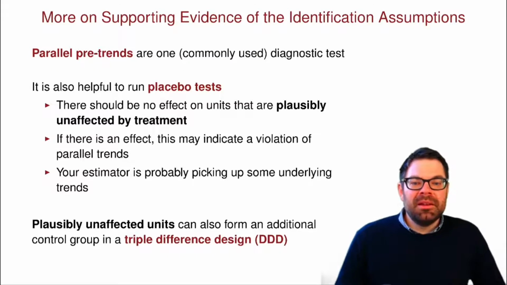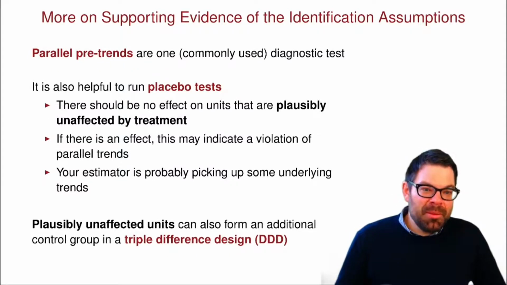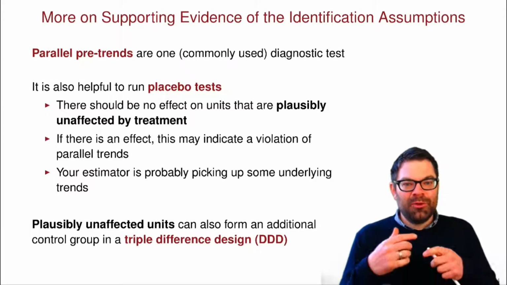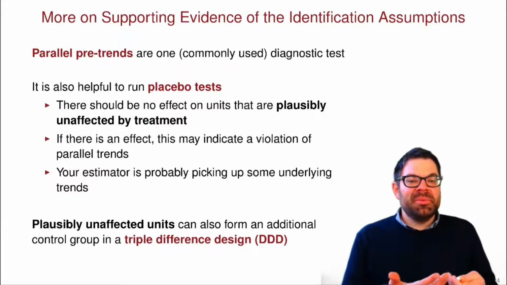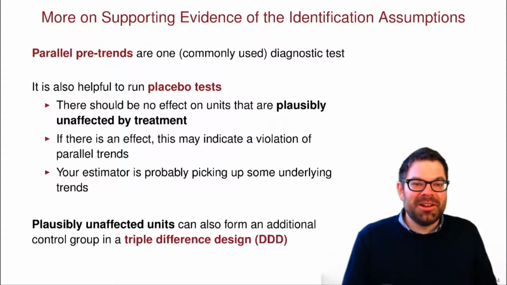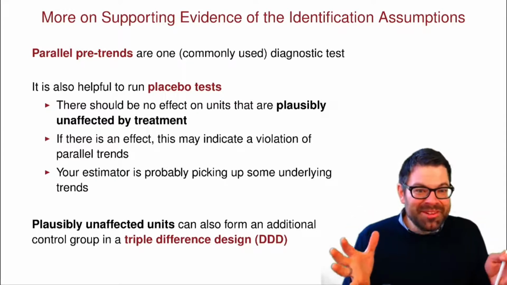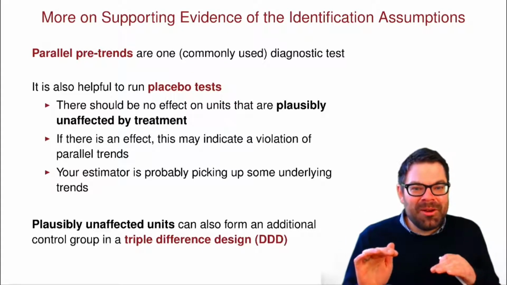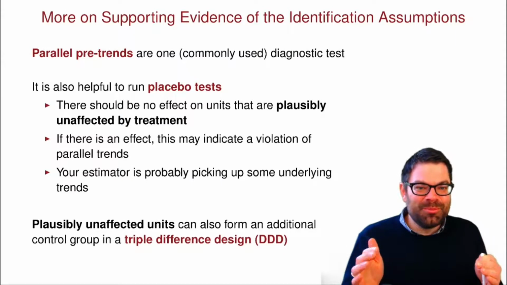And one type of estimator that actually incorporates that idea of units that are plausibly unaffected by treatment is the triple difference design. Right? So instead of having double differences, before, after, treated versus non-treated, you now have triple differences. But what is that?